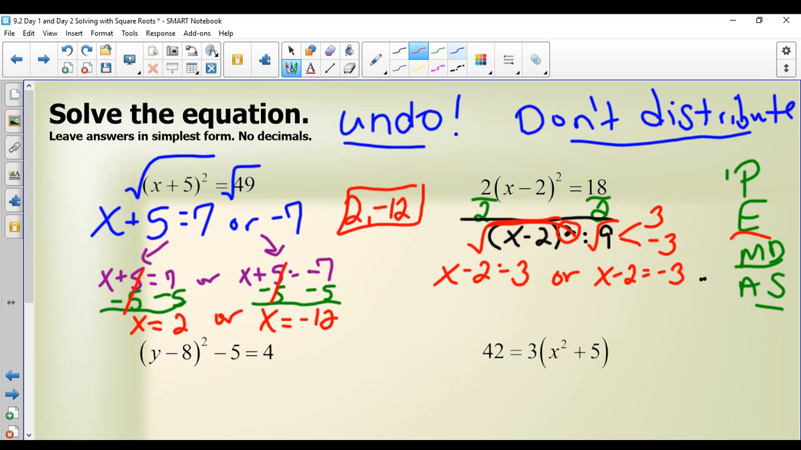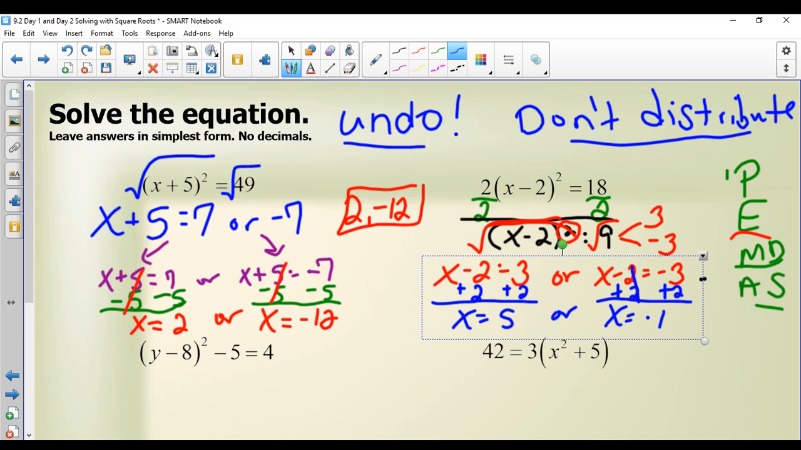And so then, can we solve from there? Yes, we can add our 2 in the first equation. So I have 3 plus 2 is 5. Or I can add my 2 in the second equation so that x is by itself, and x would equal -1.